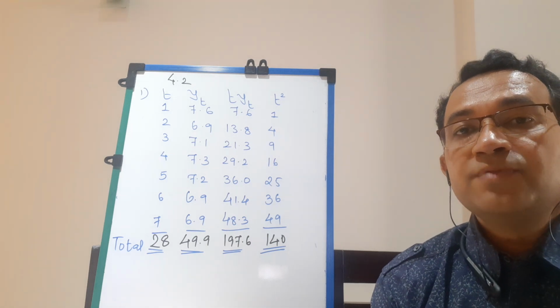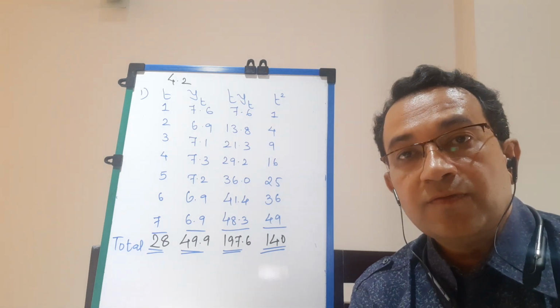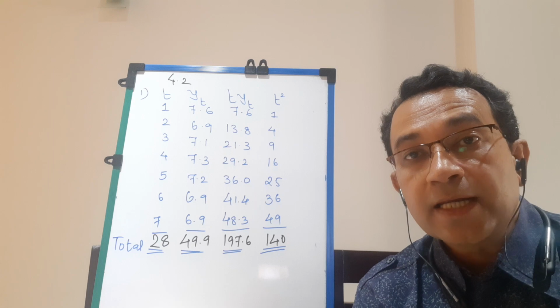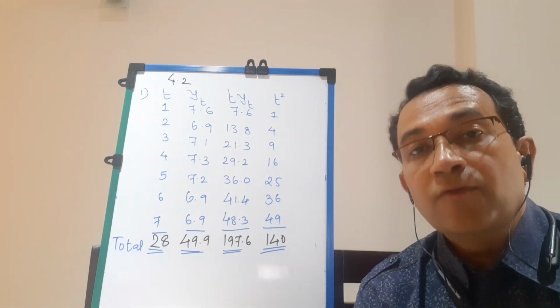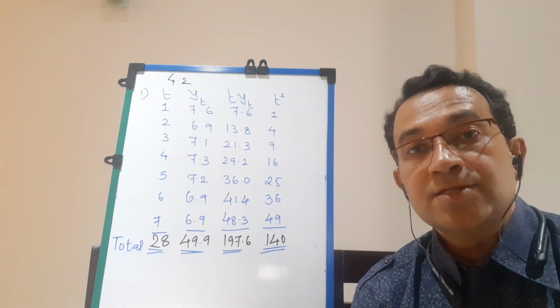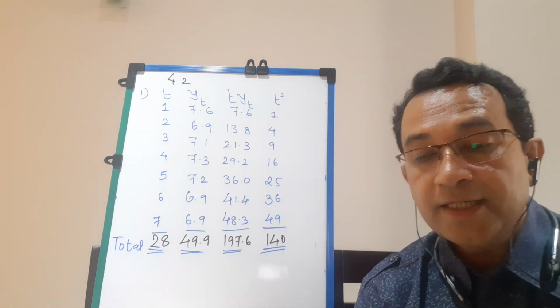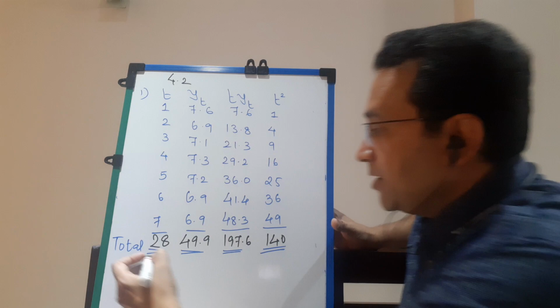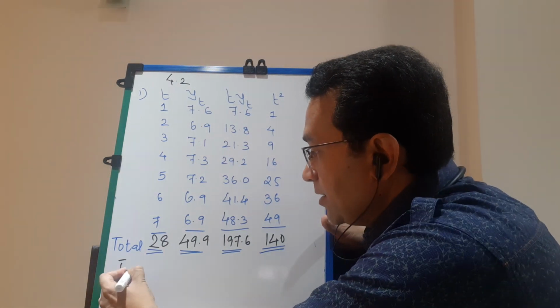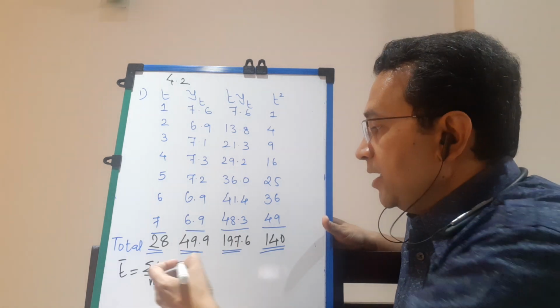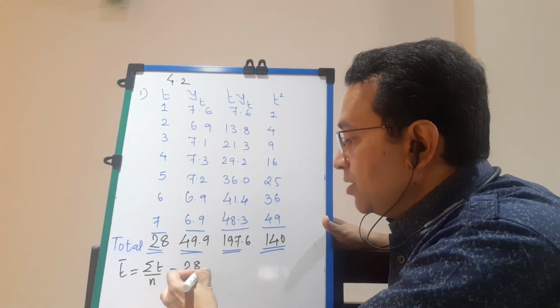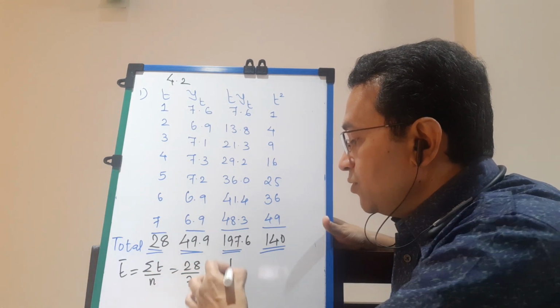Now students, as we were doing in regression, we were finding x bar and y bar. Here we will find y bar and t bar. Instead of x bar, we will find t bar. So I am writing here: t bar is equal to sigma t upon n, that is 28 upon 7, and that is 4.